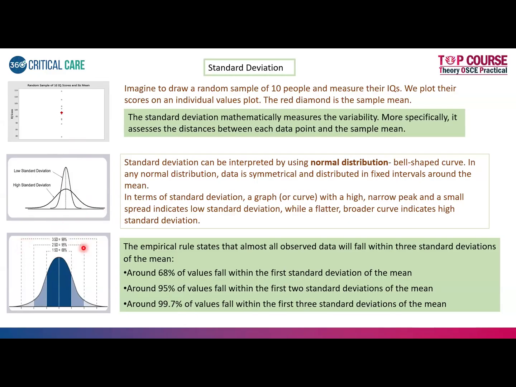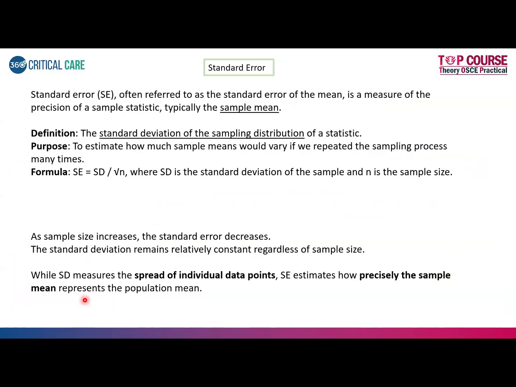The empirical rule states that around 68% of your values fall within the first standard deviation. Within the second standard deviation, 95% of your values fall, and within the third standard deviation, 99.7% of the values fall, around the mean.